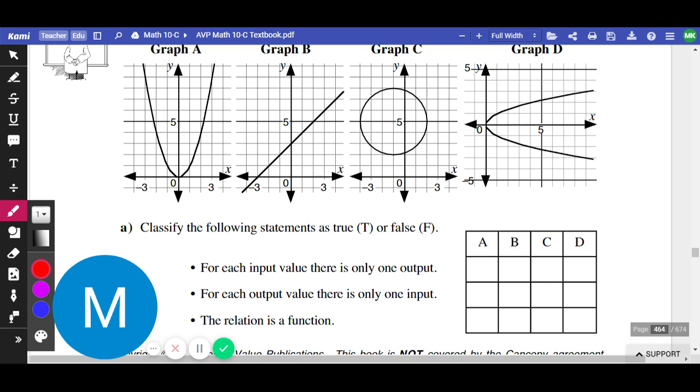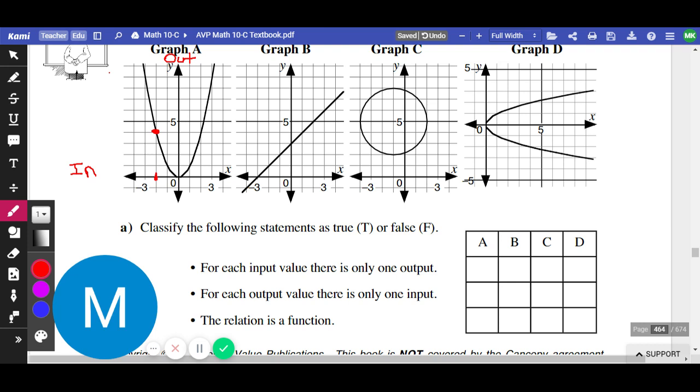Looking at graph A. For every input, there's only one output. Inputs are your x values, right? Left and right. Outputs are your y values, up and down. If I look at this graph and I say your input is -2, I look over here at -2, and I try to see if I know the output. The output for -2 would be up here at 4, and there's only one output. Right? There's no multiples. There's nowhere else on the graph I get an output when I have an input of -2.